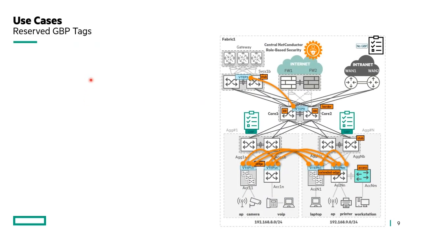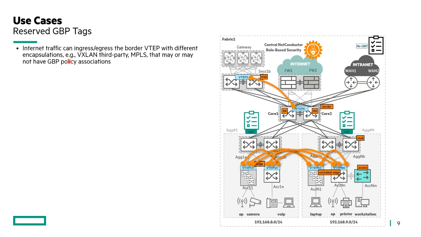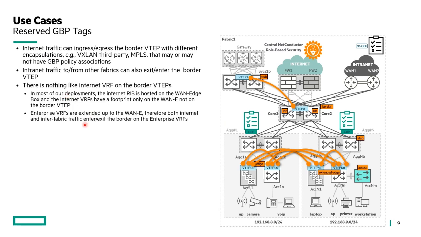So the use cases for reserved GBP tags, I kind of mentioned it already. Internet traffic can ingress or egress the border VTEP with different encapsulations, VXLAN, third party, MPLS, et cetera, that may or may not have GBP policy associations. The internet traffic to and from these fabrics can also exit and enter the border VTEP. So there's nothing like an internet VRF on the border VTEPs. In most of our deployments, the internet RIB is hosted on the WAN edge box, and the internet VRFs have a footprint only on the WAN edge box, not on the border VTEP. So as a result, enterprise VRFs are extended up to the WAN edge. Therefore, both the internet and the interfabric traffic enters and exits the border on the enterprise VRFs.